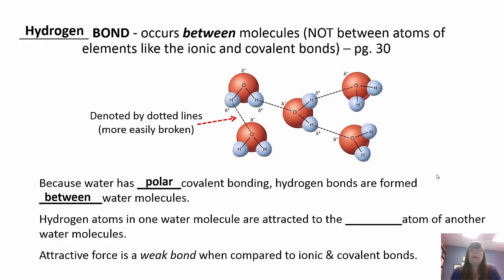So the water has that polar covalent bonding within it, so hydrogen bonds form between it. And hydrogen atoms in one water molecule are going to be attracted to the oxygen of another water molecule. So that's where they bind to. It's a very weak bond if you compare it to ionic and covalent bonds, but it's strong enough to hold water together, and it's also strong enough to hold DNA together. So it's not too shabby.